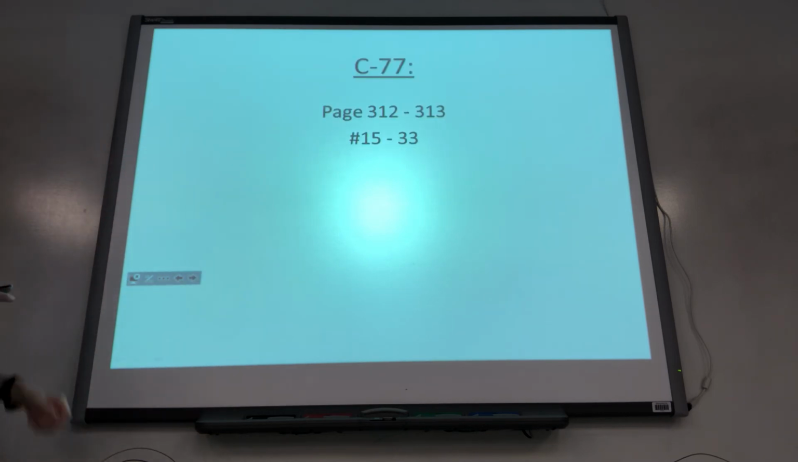All right. Just getting used to definite integrals. That's the whole part of the lesson today. So here's the assignment. Should be C77 from page 312 to 313. Got 15 to 33 up here.